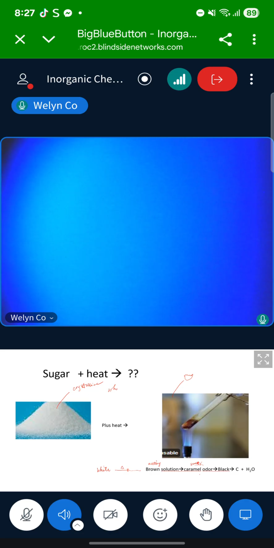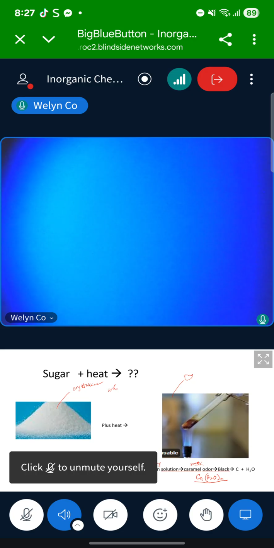Kasi mga bata, ang general formula ng saccharides or sugar, CnH2nOn. Okay, so ito yung general structure ng saccharides. Kaya pag yan ay decomposes by the application of energy, it will decompose into carbon and your water molecules. Okay?